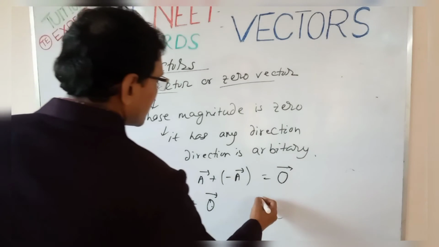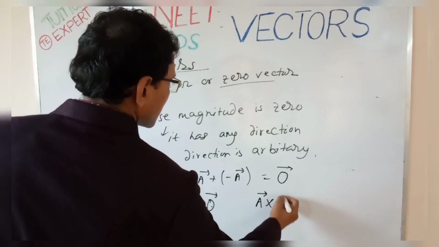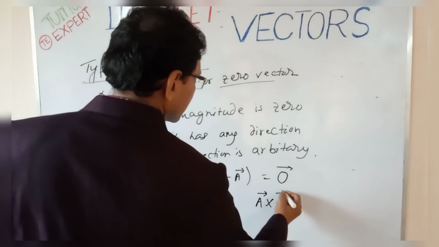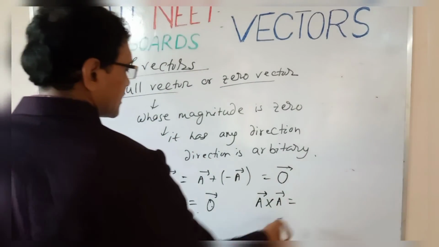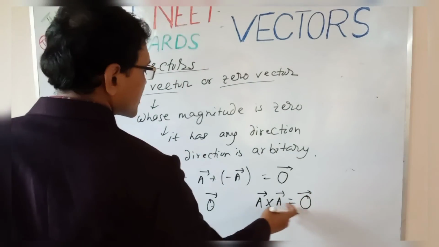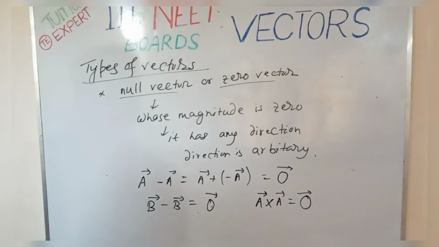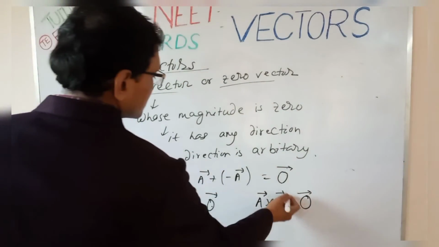And generally, if we take the cross product, suppose a cross a equal to 0. Here it has a direction. a cross a is equal to the null vector. Here the direction of the null vector is along the cross product which it takes.